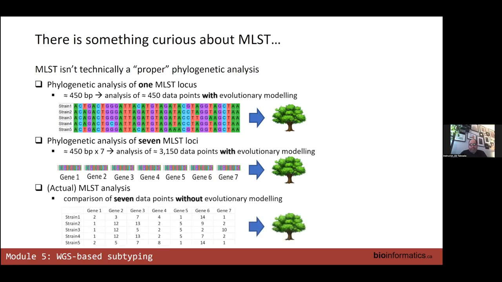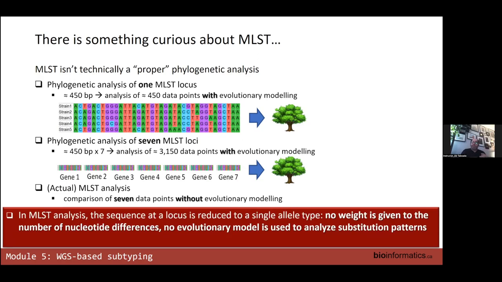But in actual MLST, you don't do the evolutionary modeling, and you sure as heck don't end up with 3,500 data points worth of sequence data. You collapse each gene into a single allele. And it's the combination of the seven alleles that you use in your analysis, which sounds a little bit crazy until you dig a little deeper into why one would take such a crazy approach. We're essentially comparing the seven loci, the seven data points.